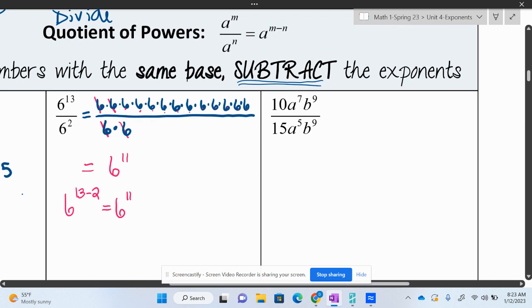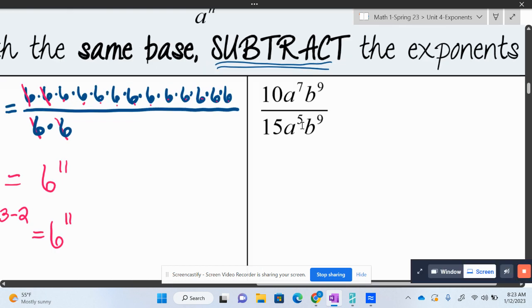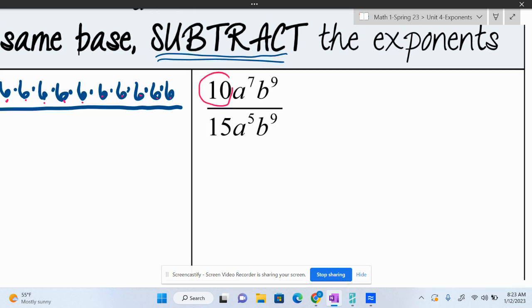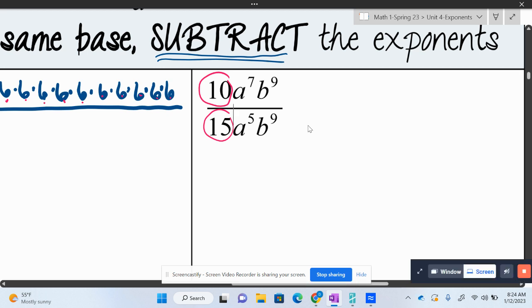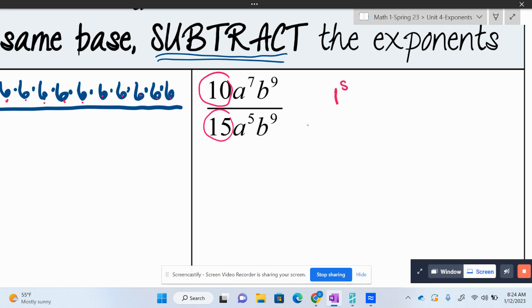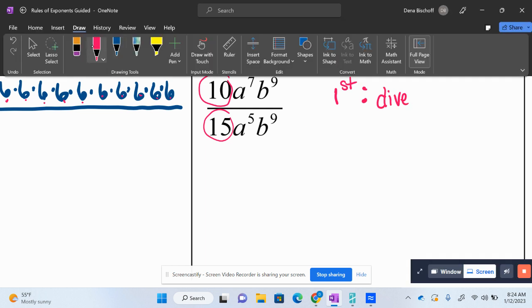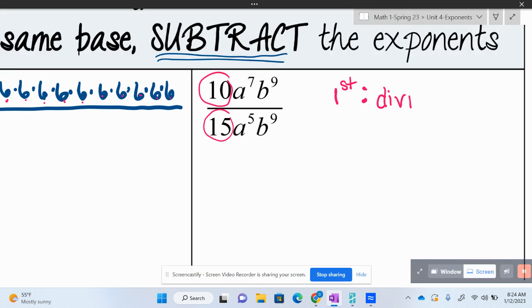This one. Well, we have to think about how we can simplify the two numbers here, first of all. And both of those numbers are divisible by what? Yeah, so first we are going to divide. Whoops, that says dive. Sorry. We're not going to dive. We're going to divide. Yeah. We are going to divide by 5.